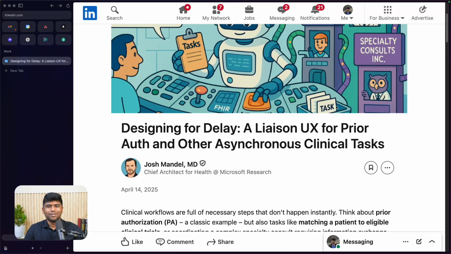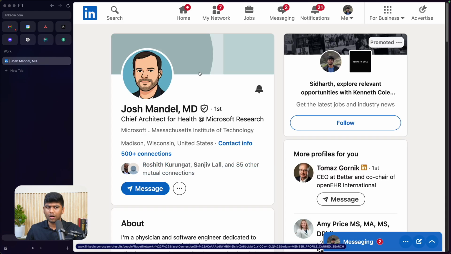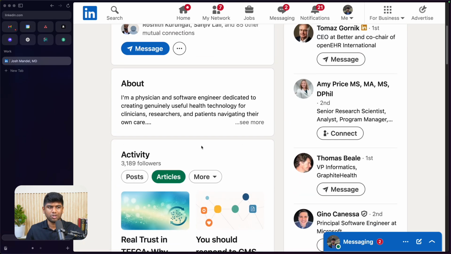All right. So I came across this really quite a cool article by Josh Mandel. And for those of you who don't know who Josh is, he's the founder, creator of like SMART on FHIR and a lot of the FHIR work being done in the US right now. I think he's quite a big figure. He's quite a legend there.